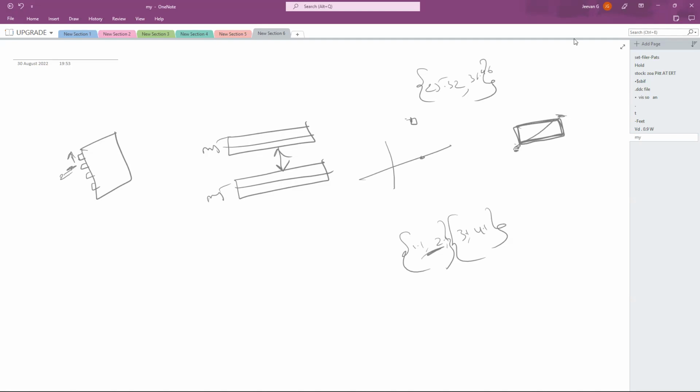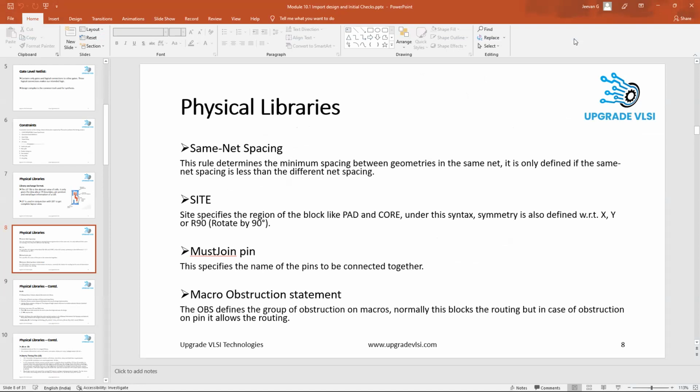So must join pin specifies the names of the pins to be connected together. We have some special conditions where these 2 pins should be connected. That particular must join pin is a separate concept. I will tell you in the route, I think. I think in the route only, this concept will come into the picture. So some of the pins we should connect.